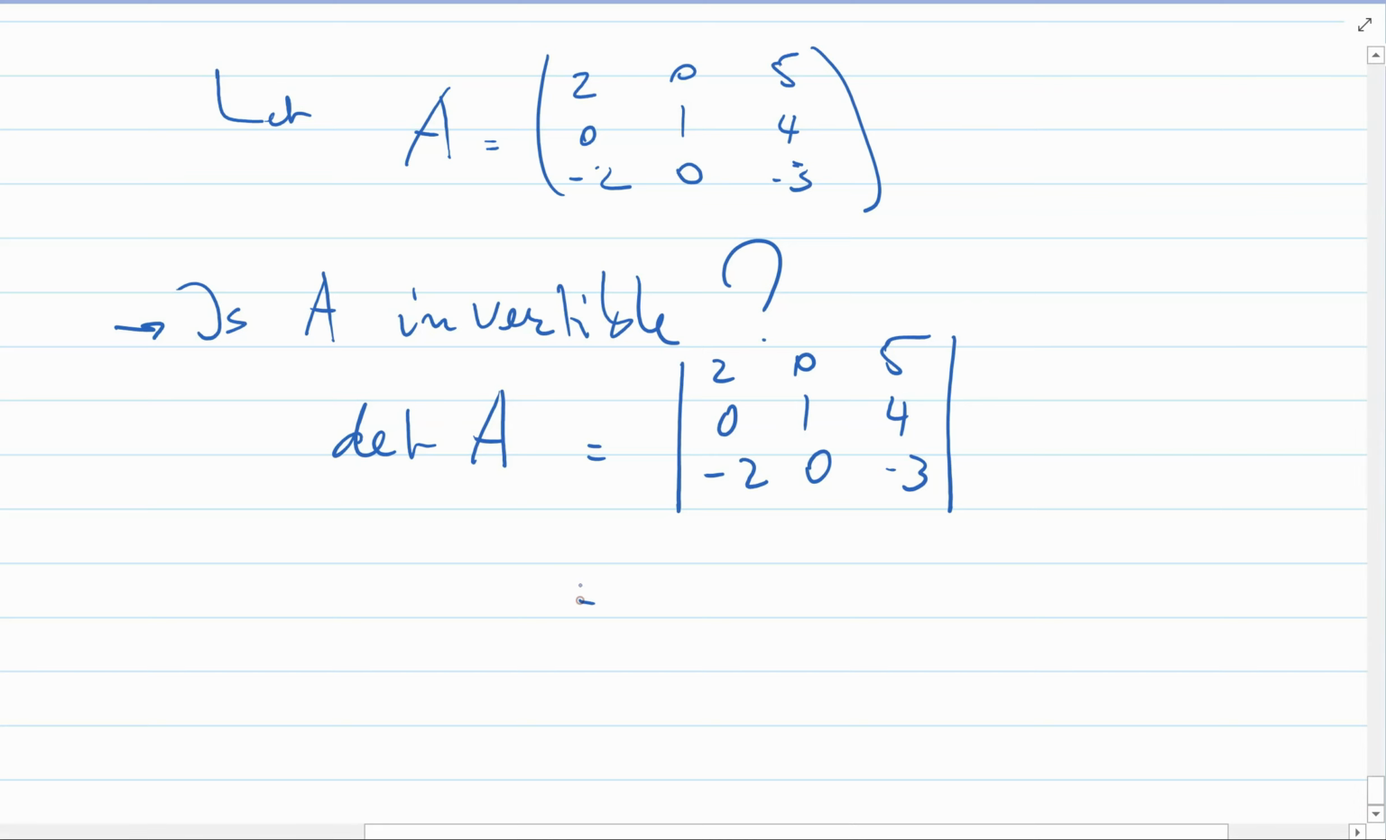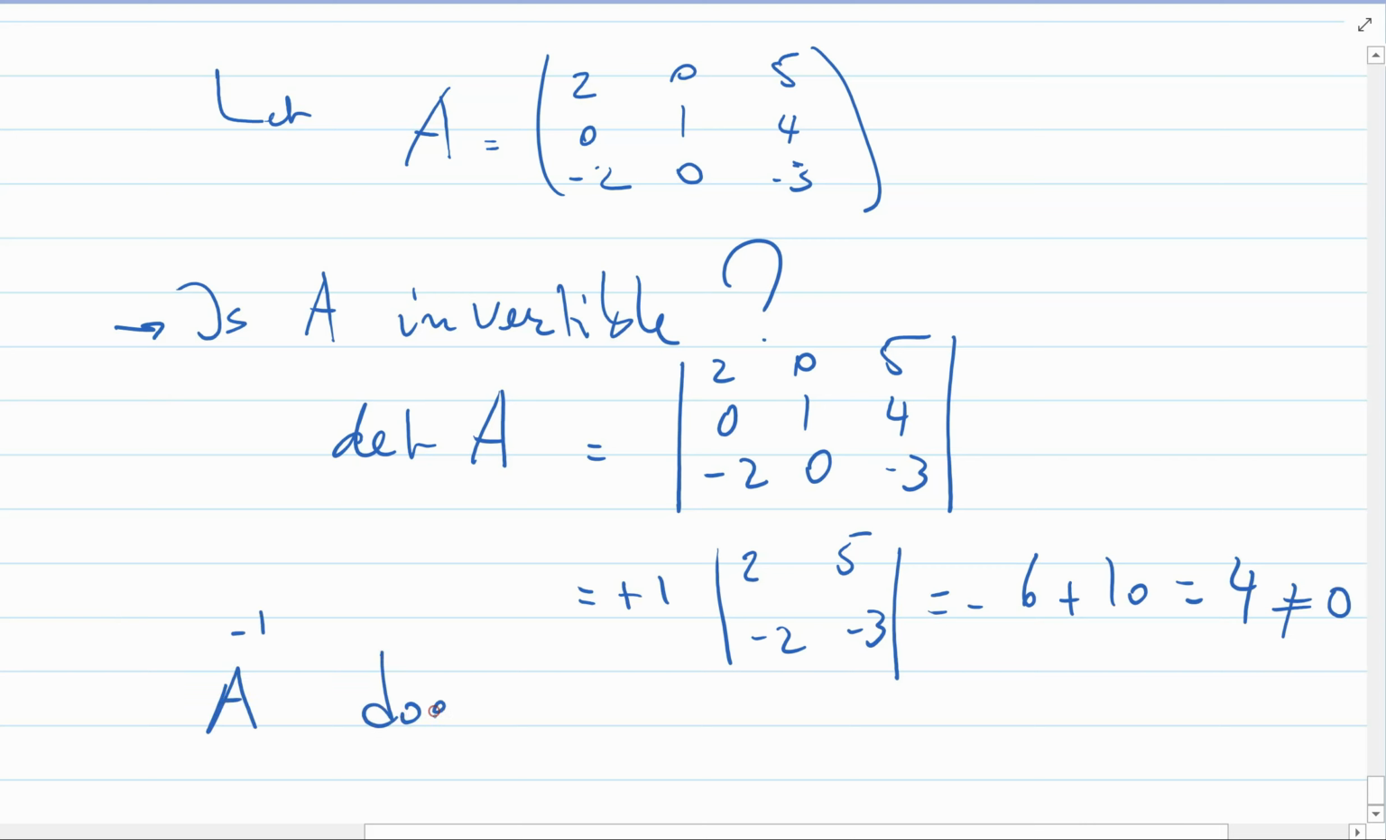So this gives me minus 0 times, plus 1 times 1 times, and then we remove the second column and the second row, and we are left with 2, 5, minus 2, minus 3, and then minus 0 times, so we don't have to do it. So this gives me minus 6 plus 10, that's 4, and therefore the matrix is invertible because the determinant is not equal to 0. So A inverse does exist.